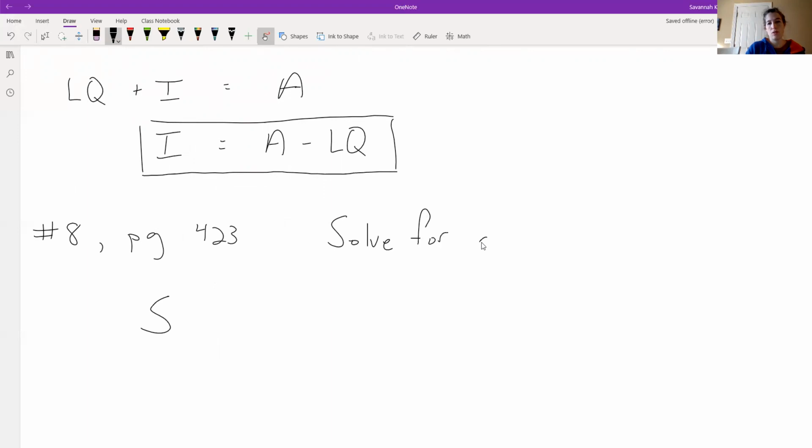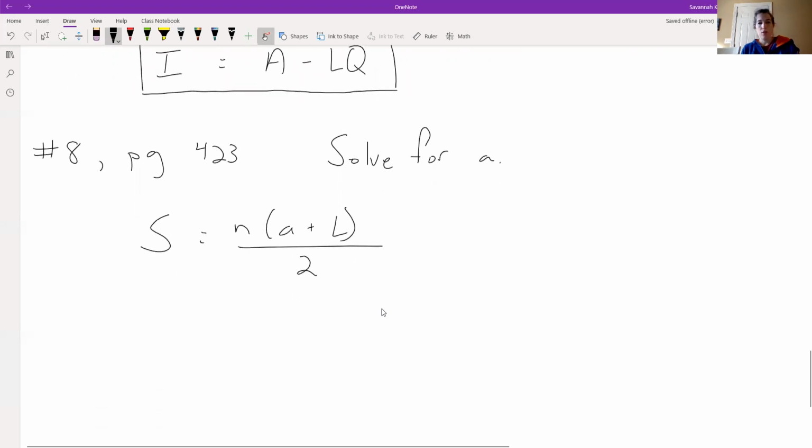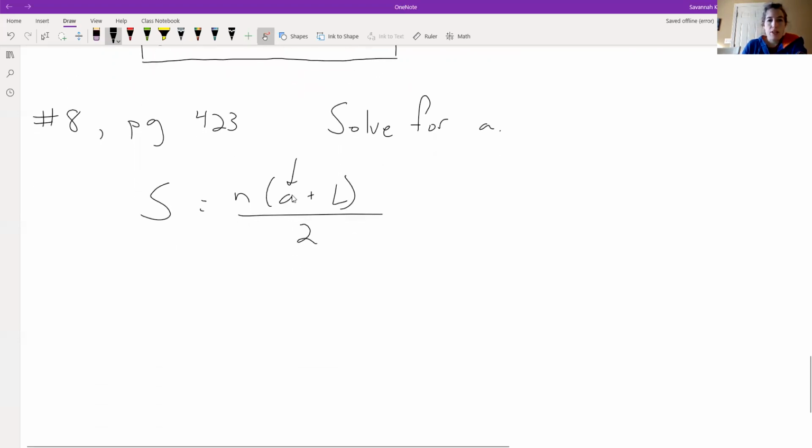Solve for lowercase a. So this is capital S equals lowercase n, lowercase a plus L over 2. This is something from the world of pre-calculus. So this isn't too far maybe in some of your futures. Want to solve for a, there it is. It's just trapped in the middle of a bunch of junk. So we can't focus on a immediately.